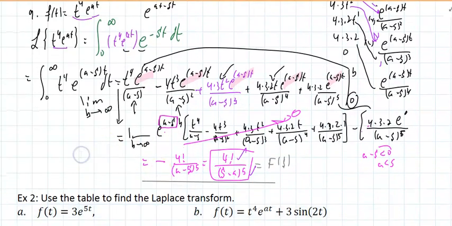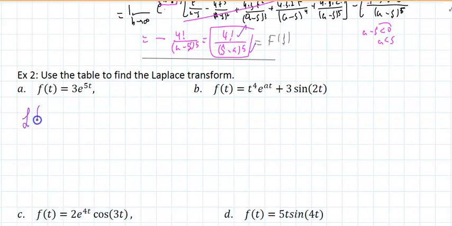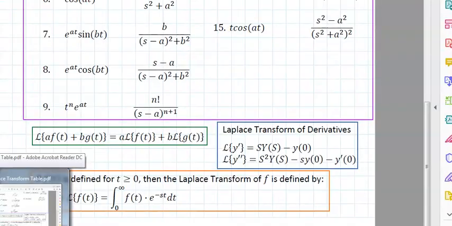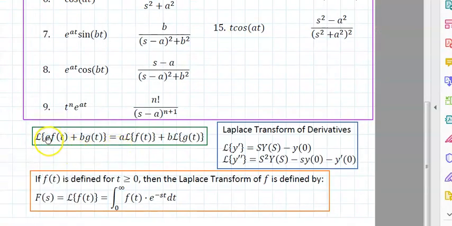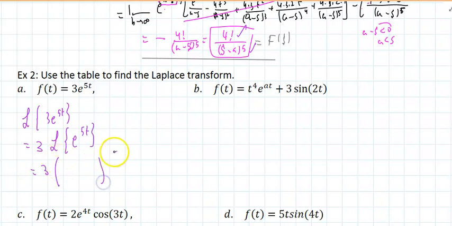So for example, if I see this, use the table to find the Laplace transform. When I apply L operating on 3e to the 5t. Now if I look at the table, I notice the Laplace on a constant times a function, the constant you move up front. So I could say that is 3 times the Laplace operating on e to the 5t. That is 3 times what? And you're done.